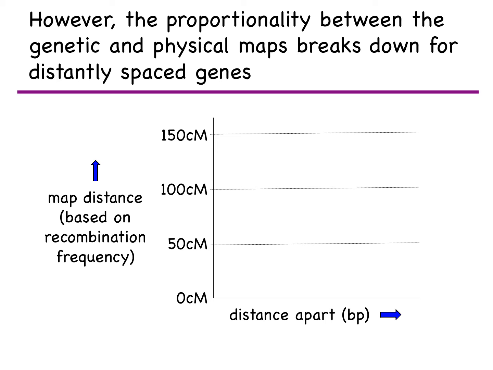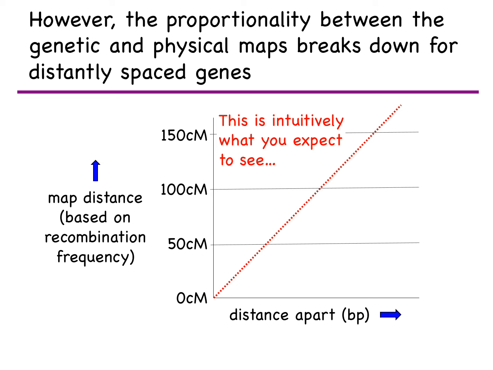Because it turns out this proportionality breaks down for distantly spaced genes. So if we plot on the y-axis the map distance, which is based on recombination frequency again, versus the distance apart in base pairs of DNA of genes, what you naively or intuitively expect to see is basically a linear graph.